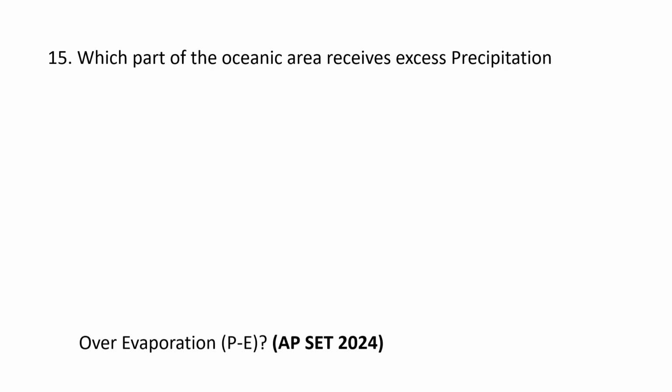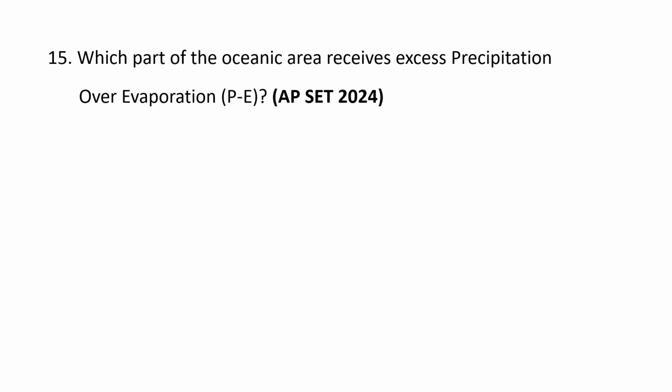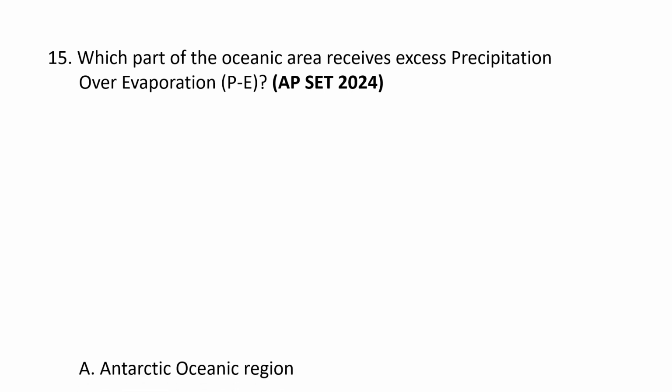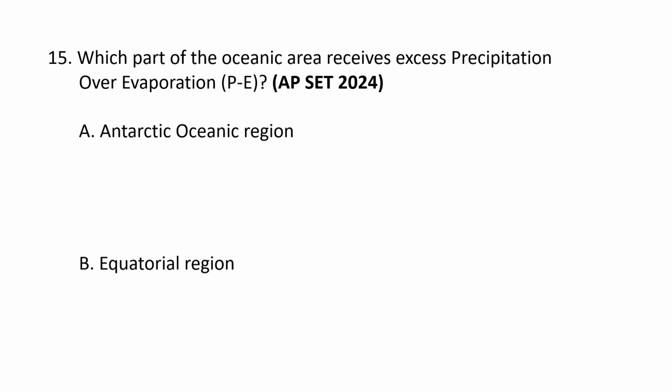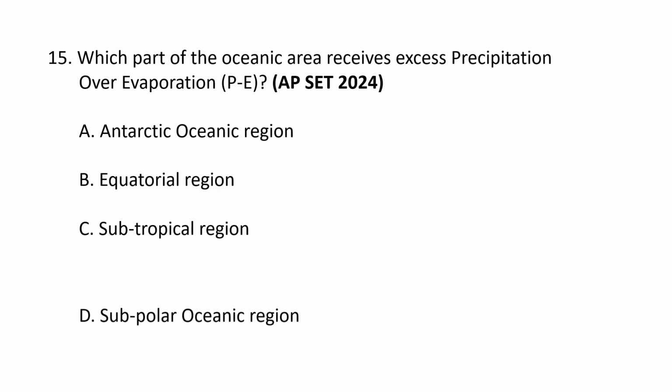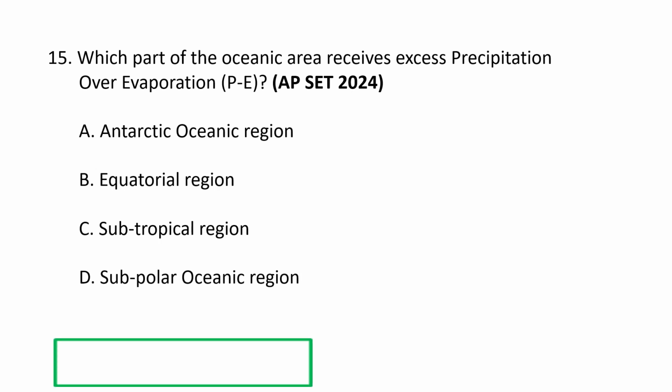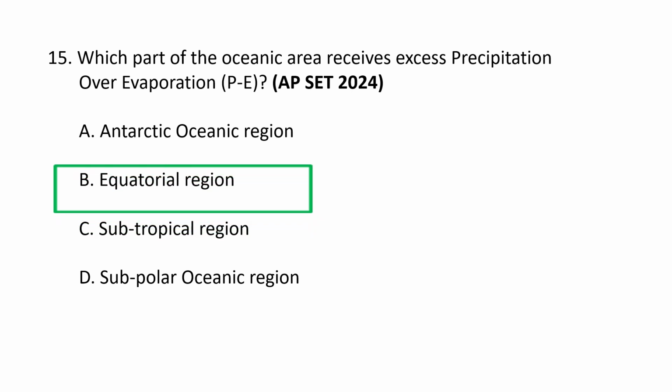Which part of the oceanic area receives excess precipitation over evaporation? A. Antarctic oceanic region, B. Equatorial region, C. Subtropical region, and D. Subpolar oceanic region. So the correct option is B.